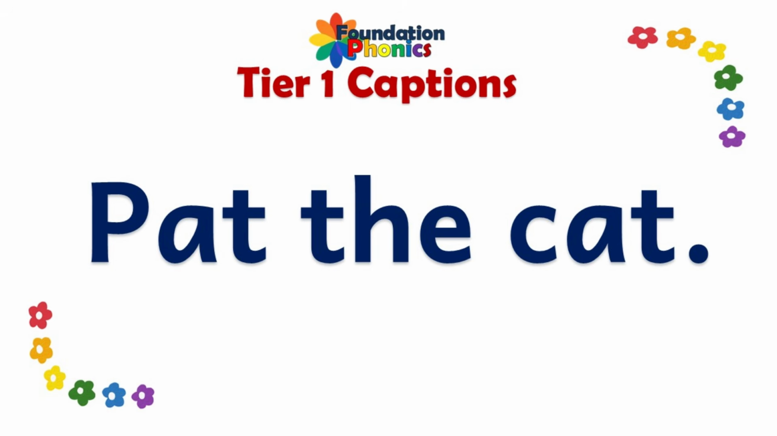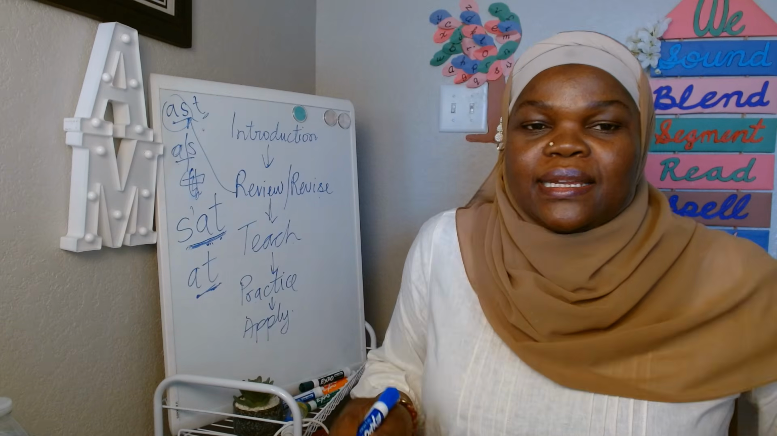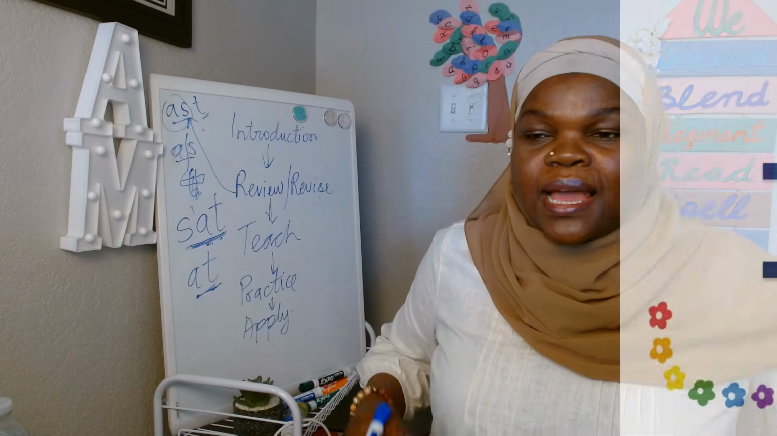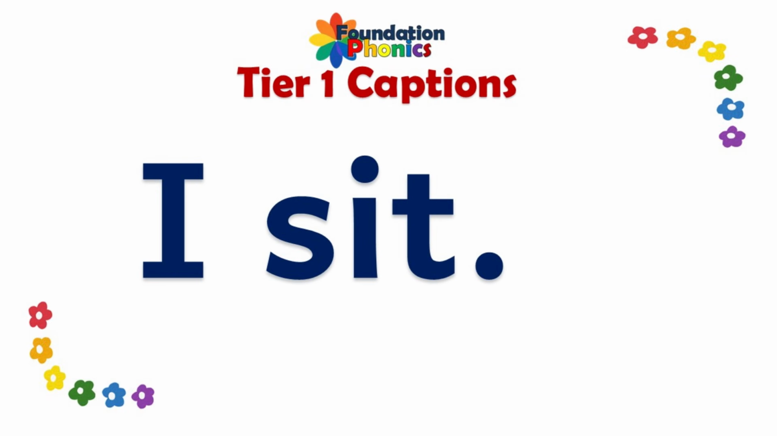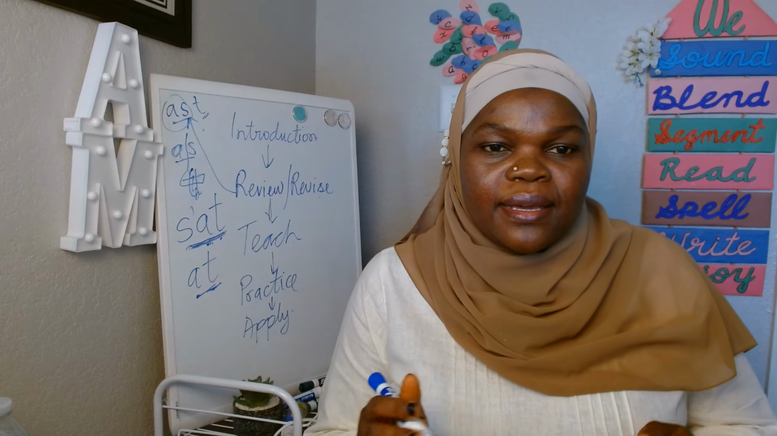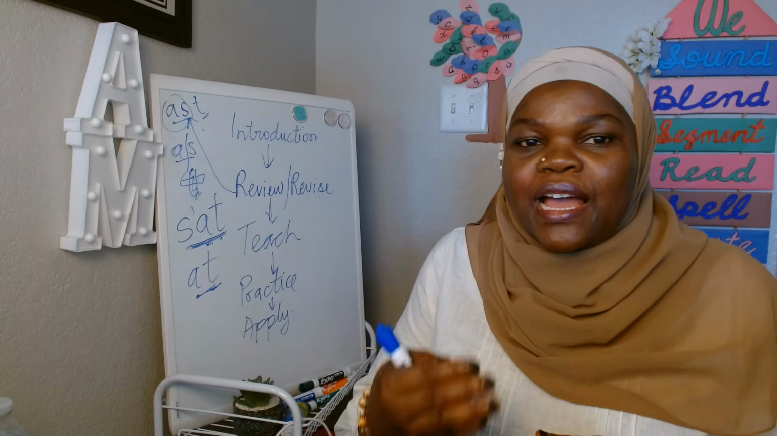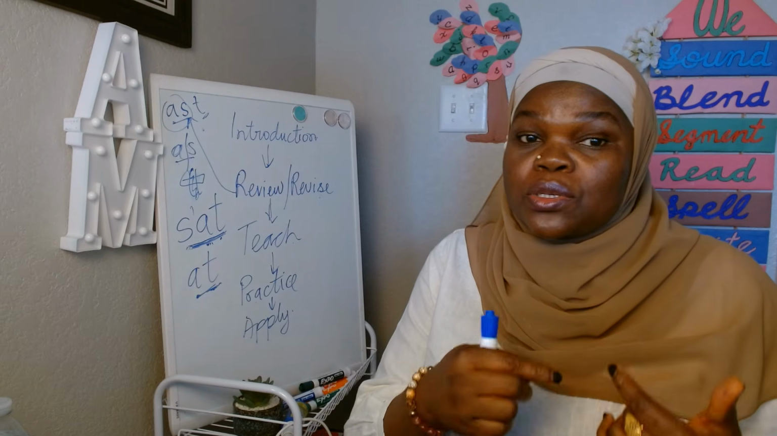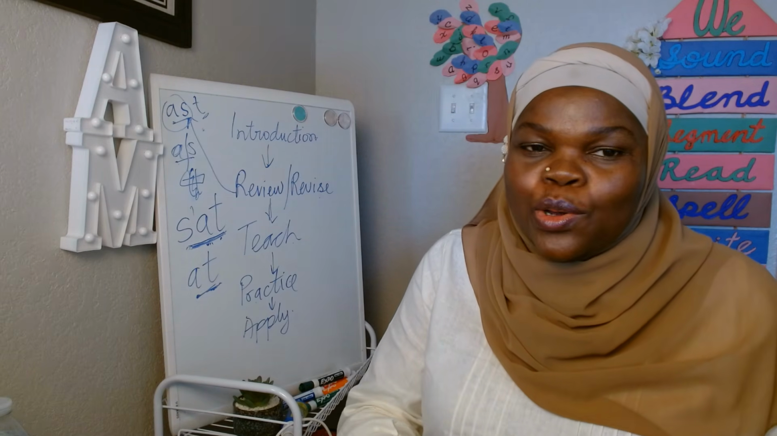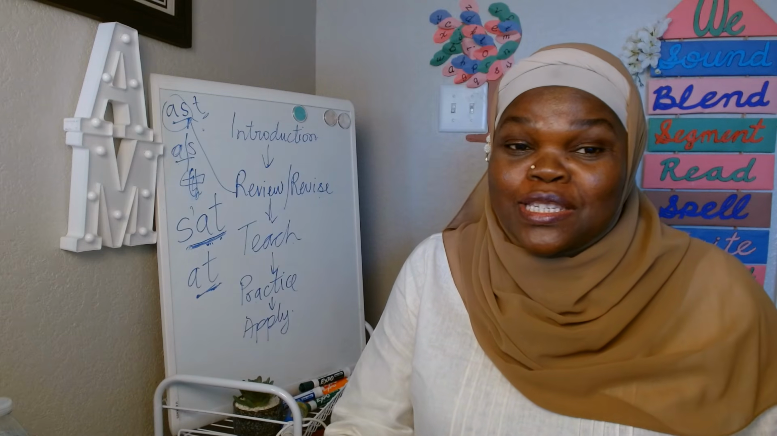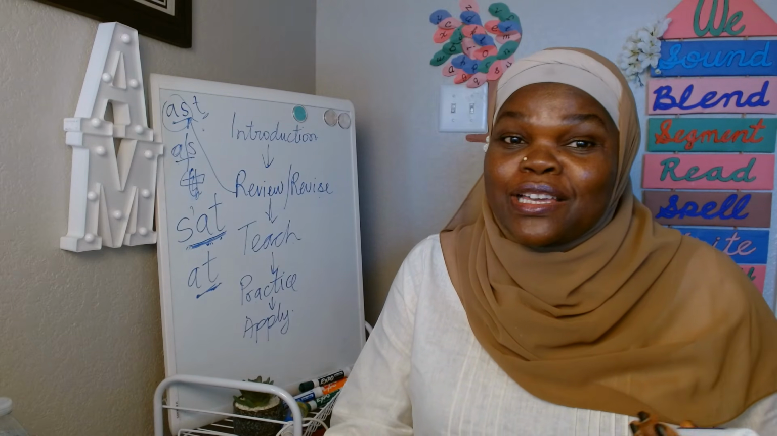The is the tricky word. Then cat, cat, pat the cat. Then I sit. I is a tricky word. Then sit. I sit. Then a cat sat. A, like A or R, is the tricky word. Cat sat. Those are decodable words. So have them practice the sound that you have taught them in reading or writing in real life situation, because that's where it's going to be useful for them.